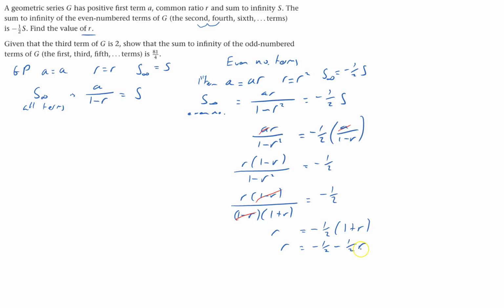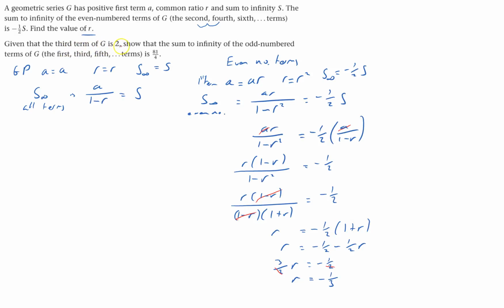So add a half of R to both sides will give me 1.5, or 3 over 2, R equals minus a half. So I'll times both sides by 2, to make it easier for myself and get rid of the fraction. And so now I've got to divide both sides by 3. I've got a minus 1 there already, so R will equal minus 1/3. And that's done the first bit, now I'm going to go to the next part.